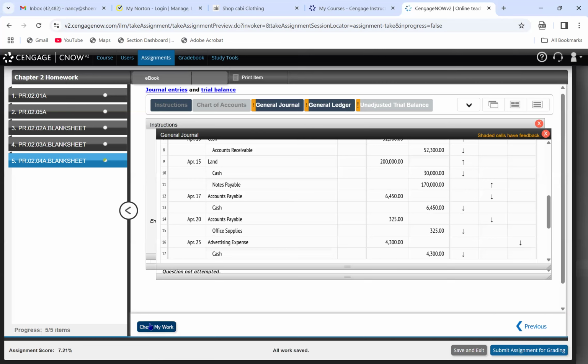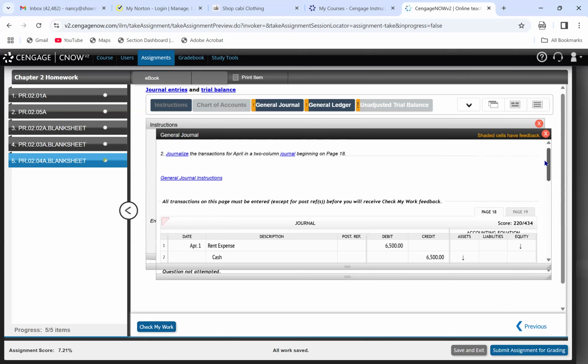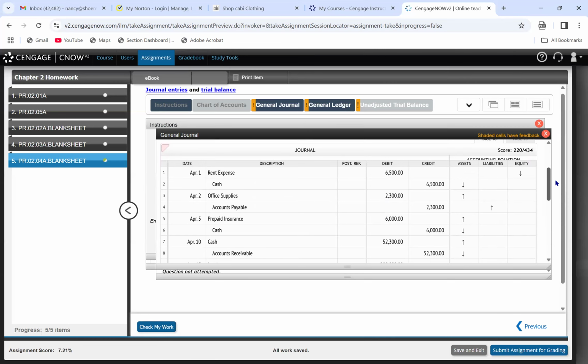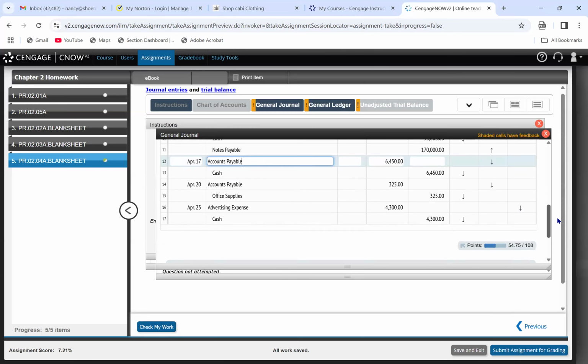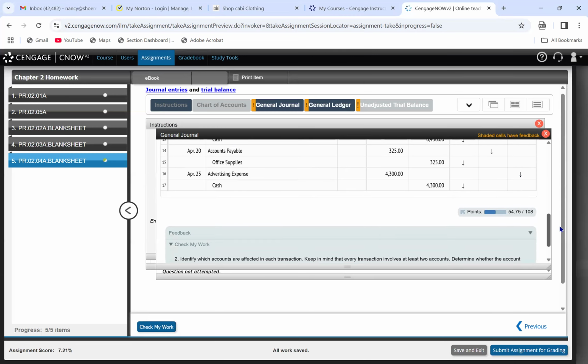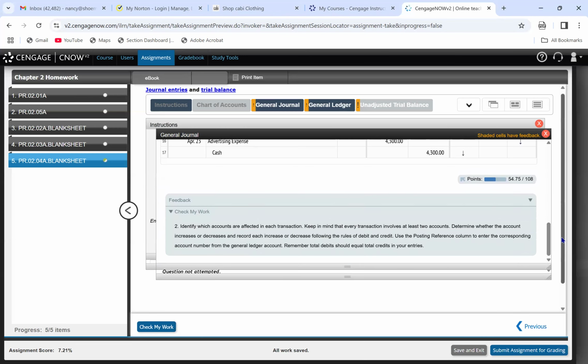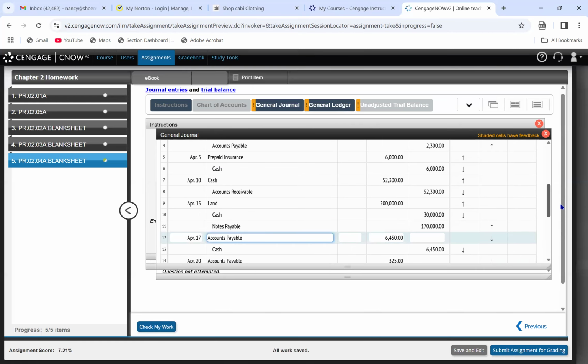Again, you can check your work just to make sure we have done everything. All transactions must be entered except for post references before you receive. Check my work. So identify which accounts are affected in each transaction. Keep in mind, every transaction involves at least two accounts. Okay, so we've done that portion.